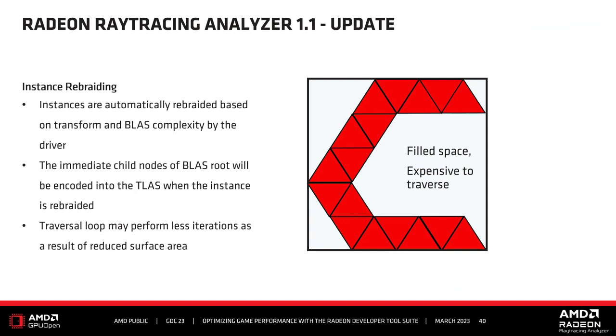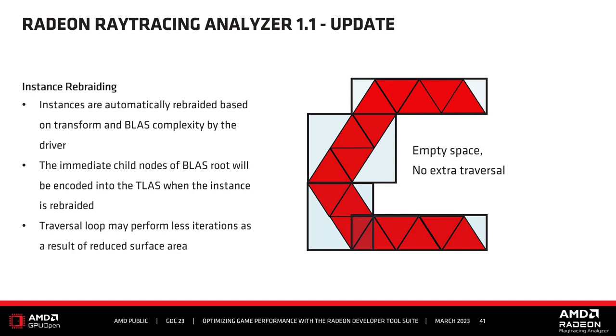The first feature I would like to cover is the instance re-rating. Based on the instance transform and BLAS complexity, the driver may decide to re-rate an instance. Re-rating in this context means the act of embedding the immediate child nodes of a root node from a bottom-level acceleration structure directly into the top-level acceleration structure. To the ray tracing application, the re-rating is fully hidden, which means that there are no changes required from the user. As you can see with the new example on the right, the instance bounds are filling the entire space, which may be expensive to traverse. As opposed to re-rating, which can improve the layout of the structure to save up on traversal costs.